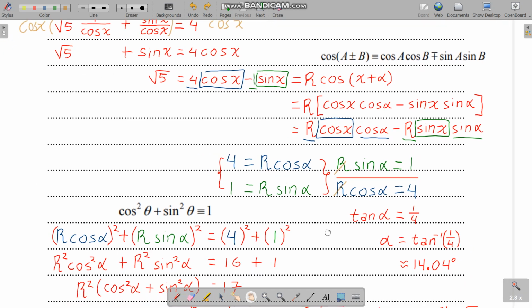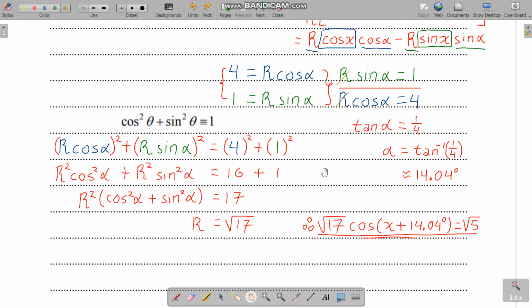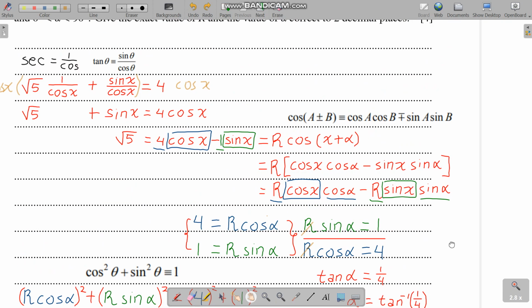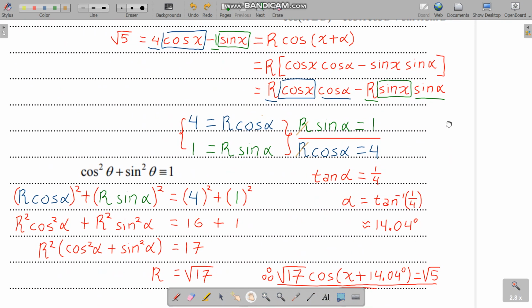And now to find the r, we use the fact that cos squared plus sine squared equals 1, so we just use the square of r cos and r sine, which is 4 squared plus 1 squared. And if we factor out the r squared, we have cos squared plus sine squared, which is 1, so that we can find the r. So the r in exact value, root 17, and the alpha is 14.04 in 2 dp. So we get what we need to find here.